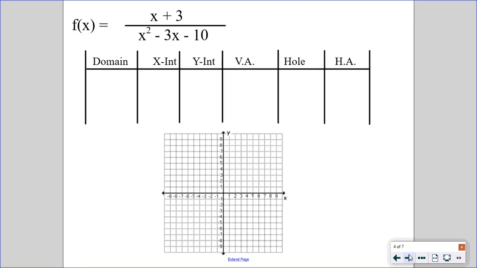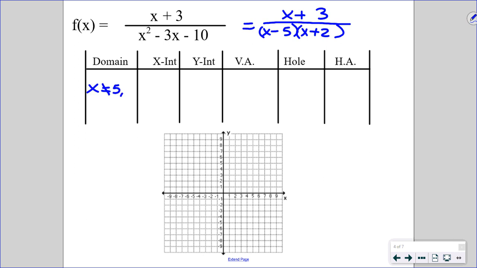All right, let's look at another example because there are some interesting things that can happen with these functions. Okay, so for this one, I can only factor the denominator. Factors of negative 10 that add to negative 3 would be negative 5, positive 2. Okay, to find the domain, I want to look for the zeros of the denominator. So that would be 5 and negative 2. These are the values that x cannot equal.